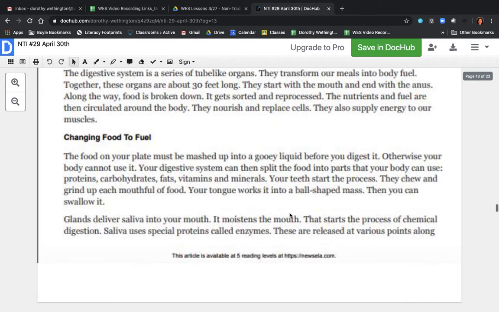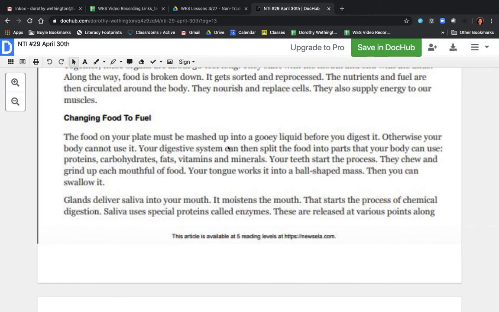Changing food to fuel. The food on your plate must be mashed up into a gooey liquid before you digest it. Otherwise, your body cannot use it. Your digestive system can then split the food into parts that your body can use. Proteins, carbohydrates, fats, vitamins, and minerals.